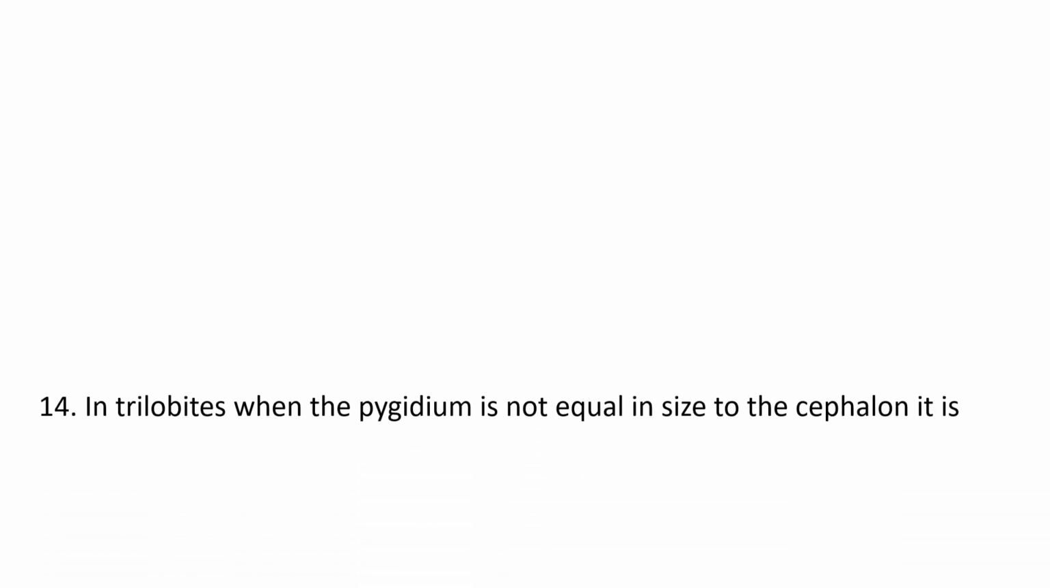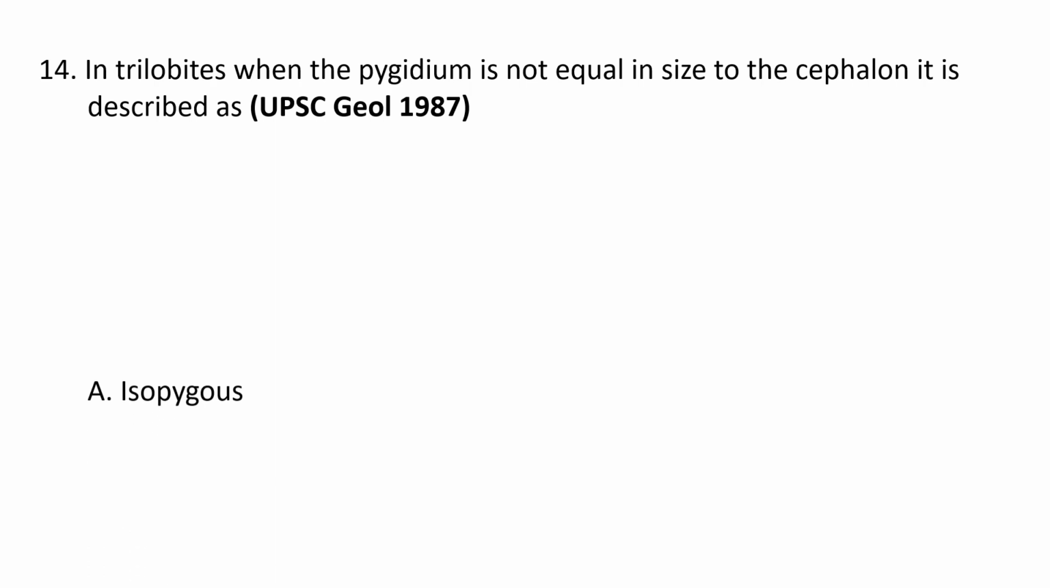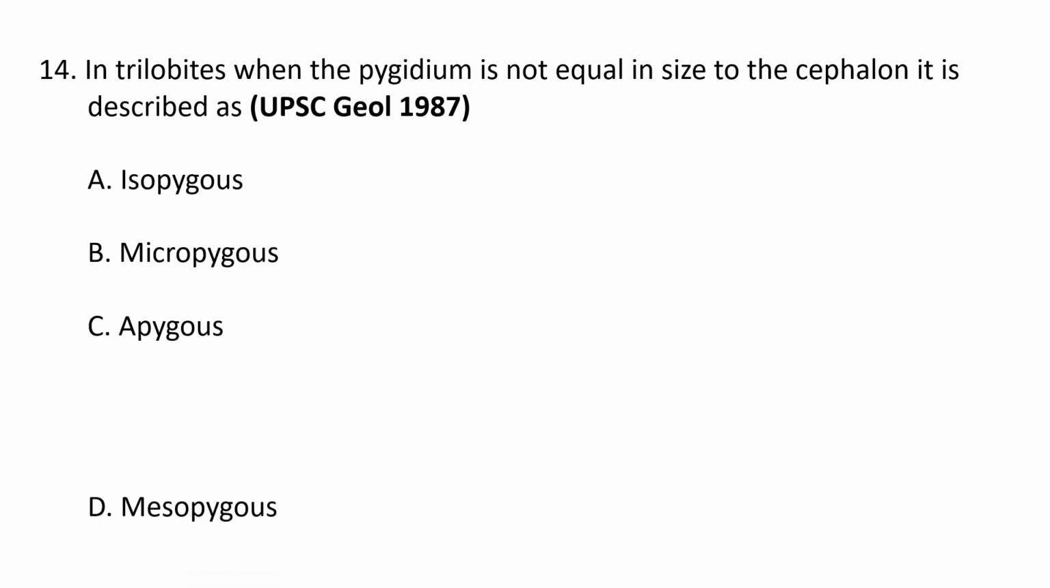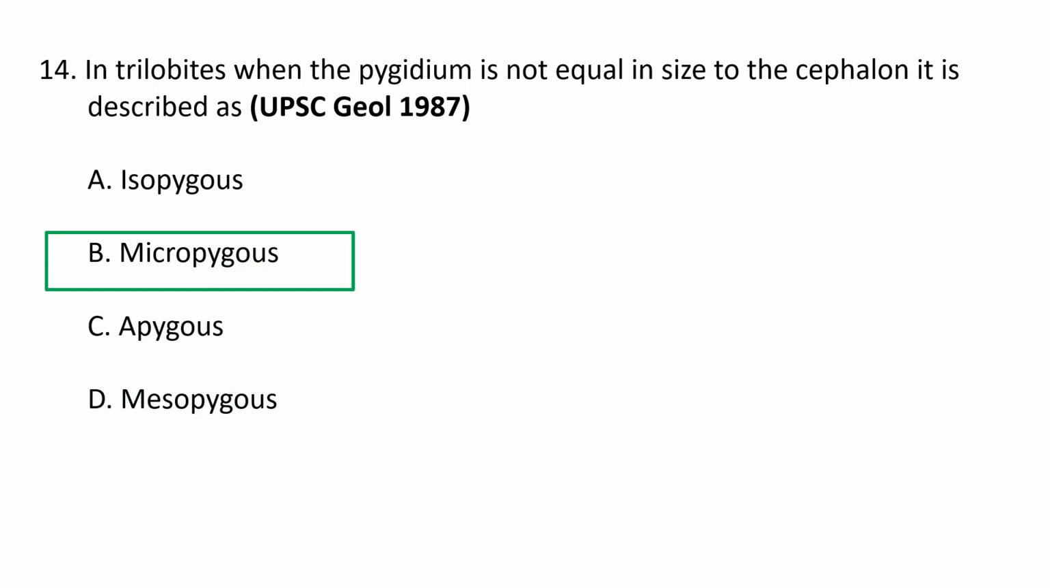Next question. In trilobites, when the pygidium is not equal in size to the cephalon, it is described as A. Isopygus, B. Micropygus, C. Apygus, D. Mesopygus. So in trilobites, when the pygidium, that is the lower part or tail part, is not equal in size to the cephalon, which is the upper part, then it is described as micropygus. So B, micropygus, is the correct answer.